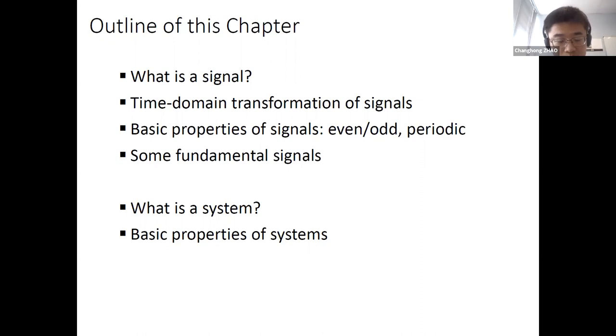About system, we learn what is a system and basic properties of systems, like linearity, whether system is memoryless or not, whether system is time invariant or not. And this naturally connects to the next chapter, linear time invariant system.